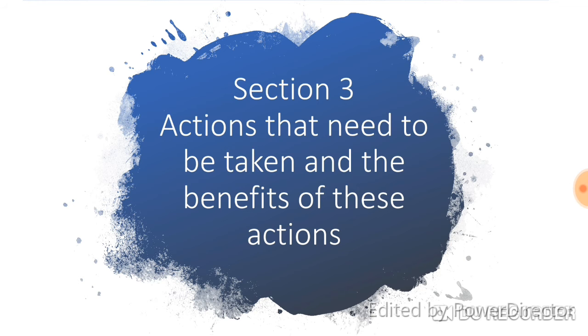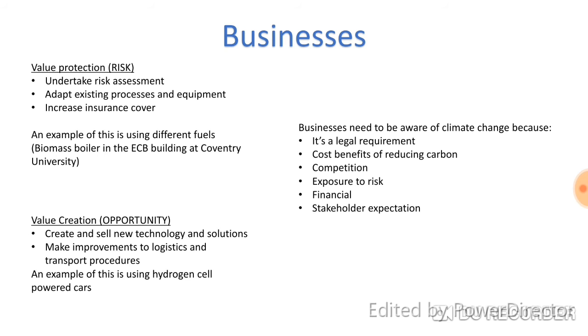Section 3. Actions that need to be taken and the benefits of these actions. Businesses can take actions involving two main causes: value protection and value creation. Value protection involves undertaking risk assessment, adapting existing processes and equipment, and increasing insurance cover. An example of this is using different fuels, which can be seen in Coventry University's ECB building and the biomass boiler as its main source of fuel.